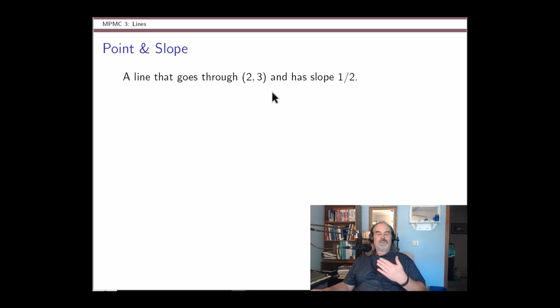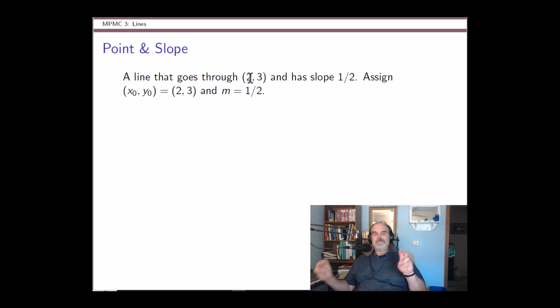So again, the point-slope formula is the way to go. In order to put numbers into that point-slope formula, we have to assign the names, right? Normally the anchor point is (x0, y0). In this case, it's (2, 3), and slope m, right? m for slope, go figure, but it is what it is, and we're kind of stuck with it at this point.